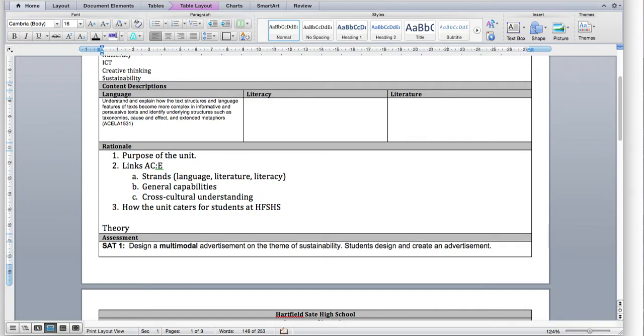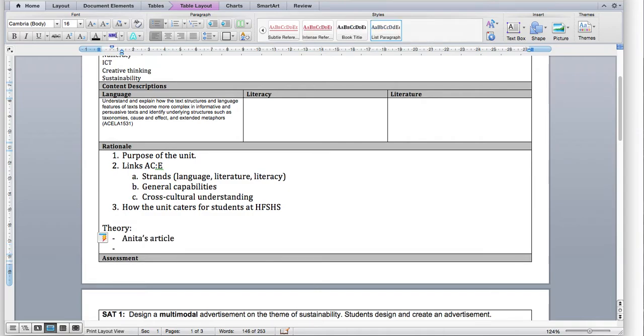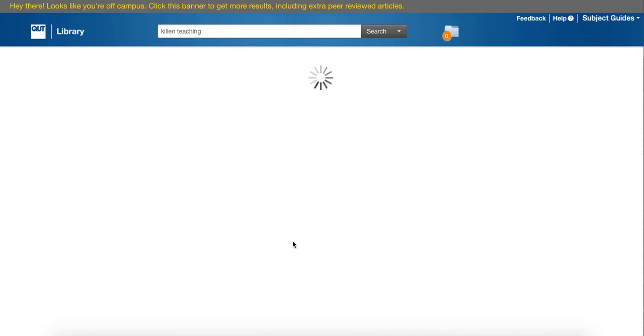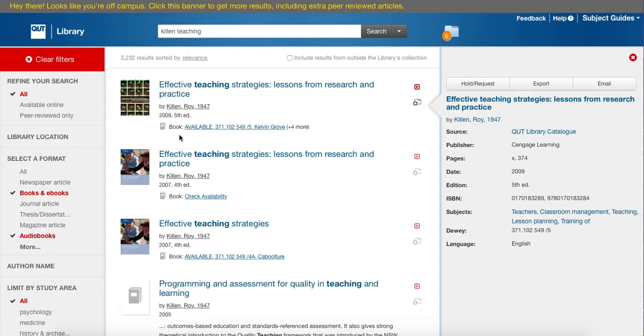The theory that you're going to refer to. You can use Anita's article from week 1. There's a great book by a man called Rory Killen. I'll pop onto the library webpage and show you that one. Good books. Okay, Effective Teaching Strategies. This is a really terrific book with lots of ideas for yourself. And that will be one reference point for your rationale.